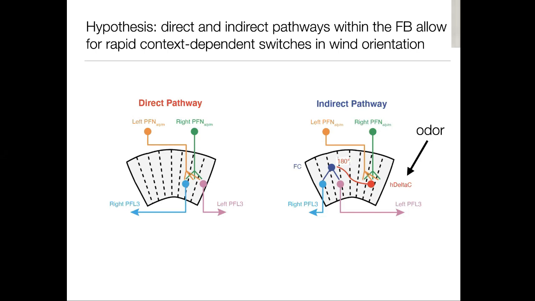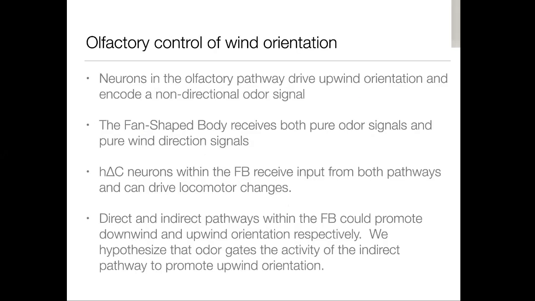So just to summarize this last part of my talk, I showed you that in addition to this wind direction pathway, which encodes a pure wind direction signal, there's an olfactory pathway in the fly brain that drives upwind orientation, but encodes a non-directional odor signal. I showed you that the fan-shaped body receives both pure odor signals through tangential inputs, as well as pure wind direction signals through its columnar inputs. And I showed you that H delta C neurons within the fan-shaped body receive input from both pathways and can drive locomotor changes. And I put forward a hypothesis that these competing direct and indirect pathways within the fan-shaped body could promote downwind and upwind orientation respectively. And we hypothesized that odor gates the activity of the indirect pathway on to promote upwind orientation.